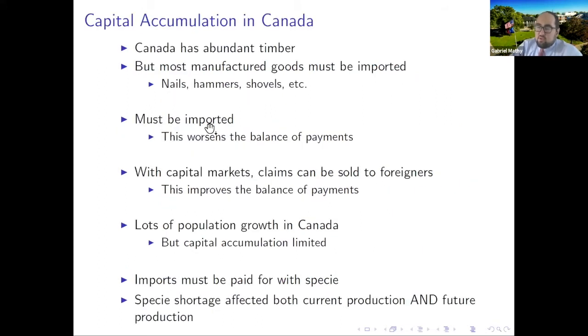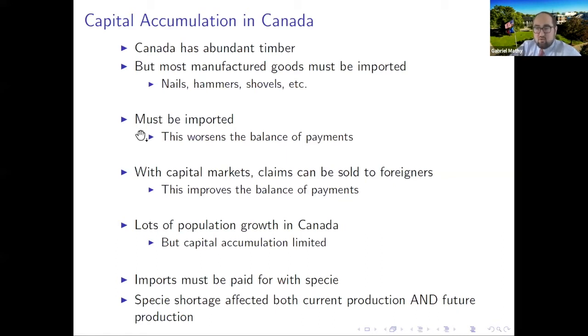So how about capital accumulation in Canada, thinking about balance of payments constraints on growth? Canada is going to have abundant timber, obviously, but most manufactured goods have to be imported. You're going to have to import nails, hammers, shovels, all that kind of stuff, especially because you want to keep manufacturing jobs in metropolitan France rather than having them in the colonies. And so this is going to worsen the balance of payments.